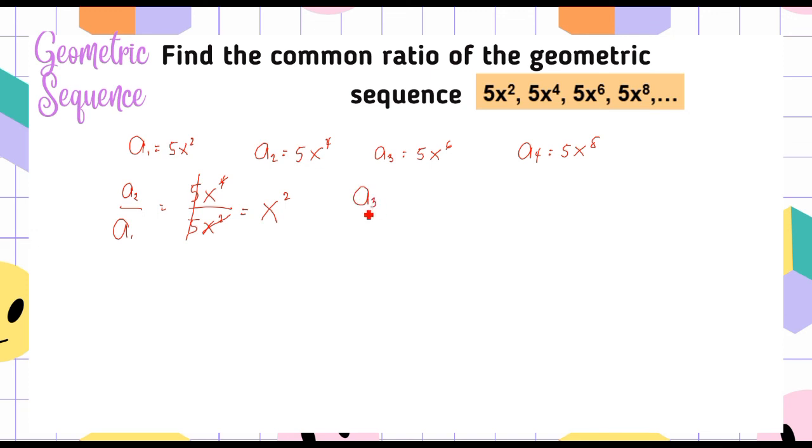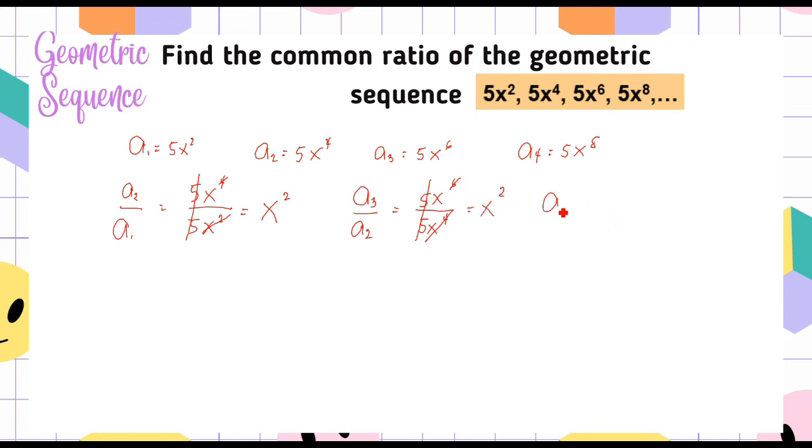Another one, so we have a sub 3 is to a sub 2. So, 5x raised to 6 over 5x raised to 4. So, cancel po ulit ang 5. And then, subtract ulit ang exponent. So, 6 minus 4 is 2. So, ang matitira po ay x squared.